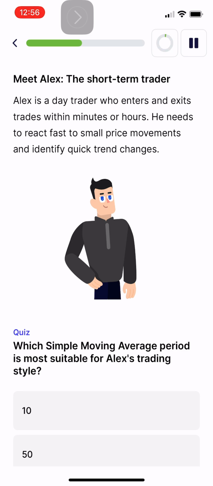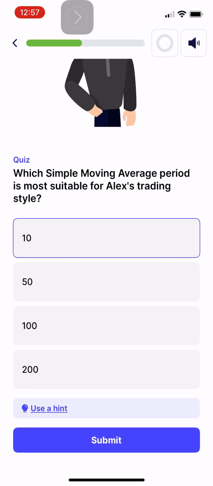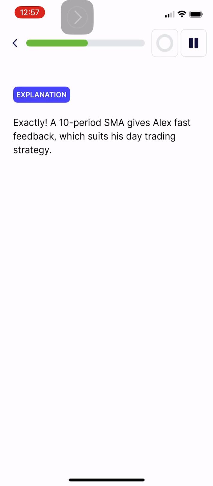Time for a quick quiz. Alex is a day trader who enters and exits trades within minutes or hours. He needs to react fast to small price movements and identify quick trend changes. Which simple moving average period is most suitable for Alex's trading style? 10, 50, 100, 200? Yes, you're right. Exactly. A 10-period SMA gives Alex fast feedback which suits his day trading strategy.